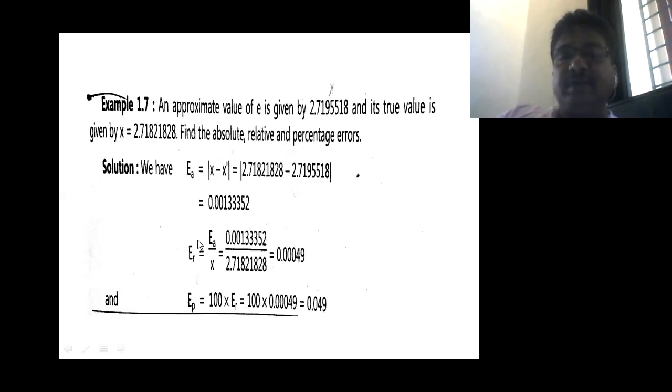Is denoted by ER, and the definition is what? Absolute error divided by true value. So this is absolute error and the true value is this. So by using calculator we have this answer. This is the relative error. Then percentage error is what? Relative error, that is this answer into 100, that is 0.049. This is the percentage error.